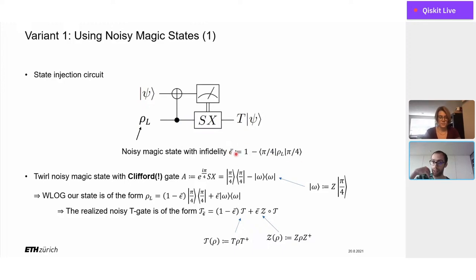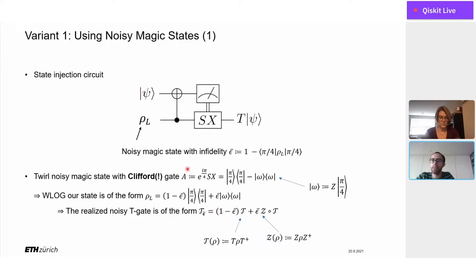And of course, if I don't put an ideal magic state, but a noisy magic state into the circuit, then the realized T gate by the circuit is not going to be an ideal T gate, it's going to be a noisy T gate. But now comes really the trick. Thanks to the assumption that we have a fault-tolerant Clifford quantum computer and that we can do Clifford gates fault-tolerantly, we can now twirl this magic state with the so-called A gate. So the A gate is a special type of Clifford gate, which is defined with this equation here.